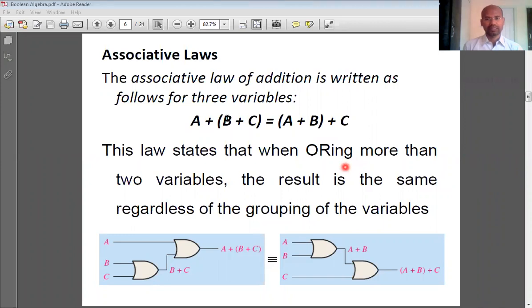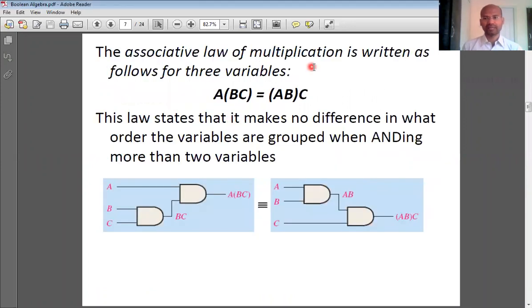Next one. This is the associative law for multiplication. Now multiplication means, what is the equivalent operation in digital electronics? AND operation, right? A, B, C, these are the variables that are to be multiplied, that are to be ANDed. Now let's see, we have only two input AND gate.